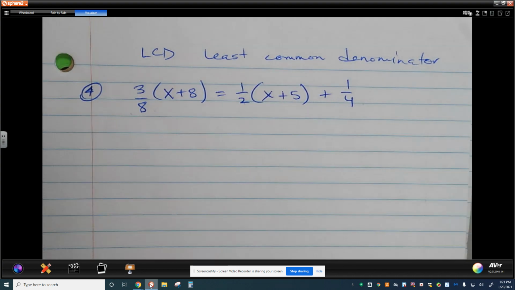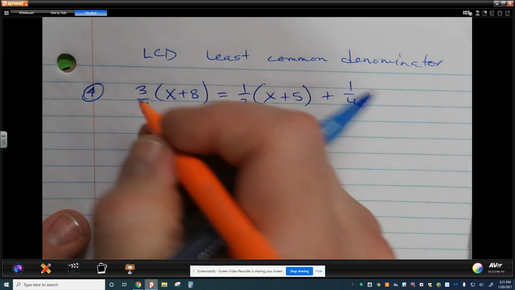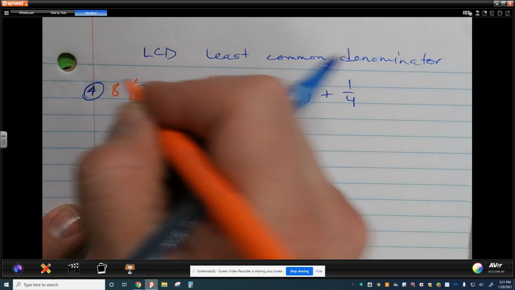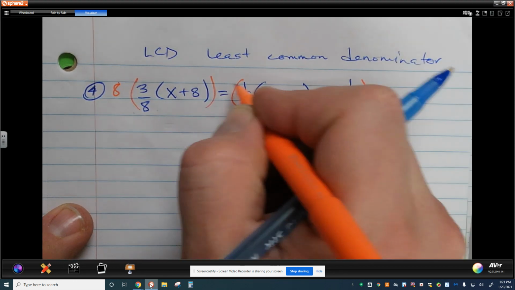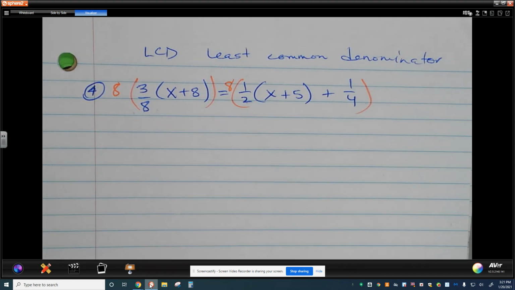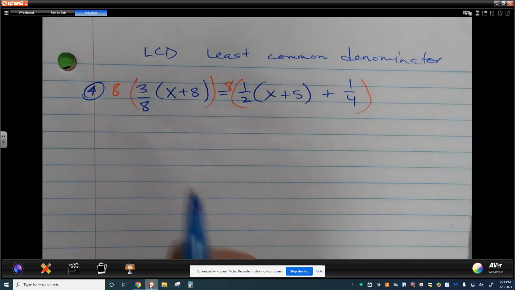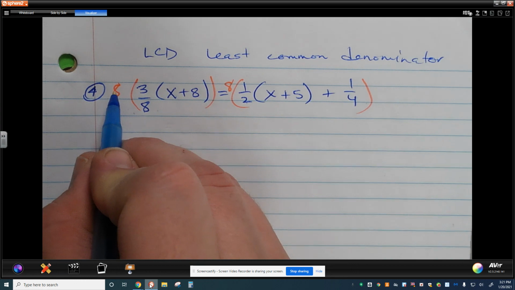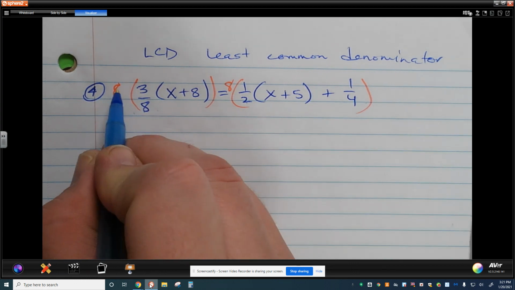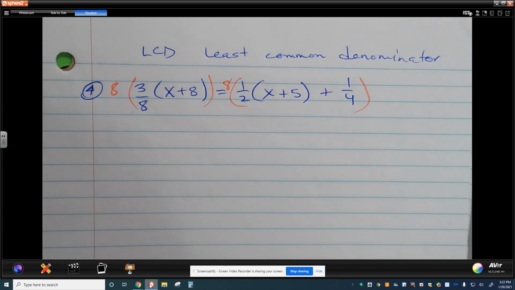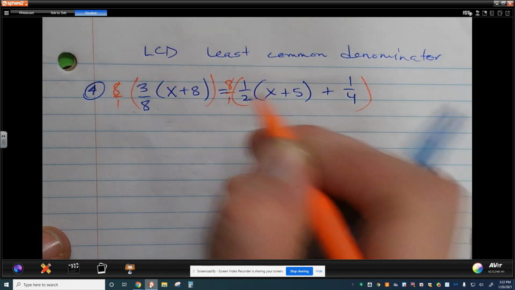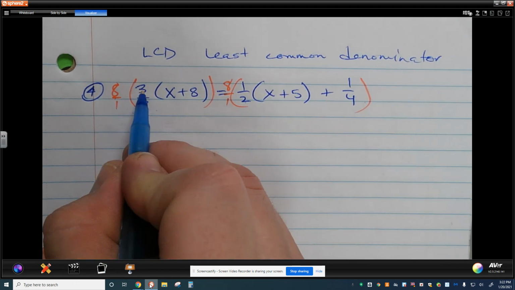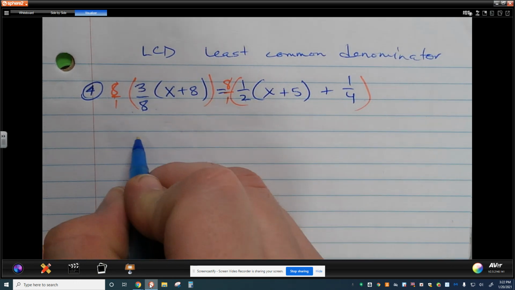At the very beginning, I want to multiply both expressions. I want to distribute by 8 on both expressions. And what that will do for me is help me get rid of these fractions. So as long as we distribute correctly, 3/8 of 8, that will be 8 times 3 is 24. Sometimes it helps to look at the fraction like this. So 8 times 3 is 24, and 24 divided by 8 is 3.